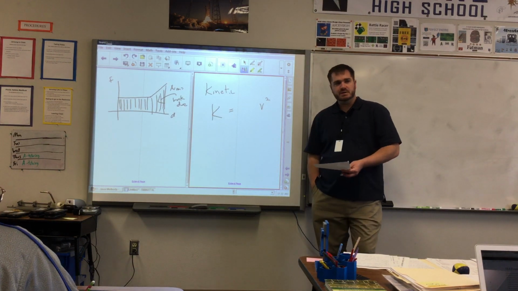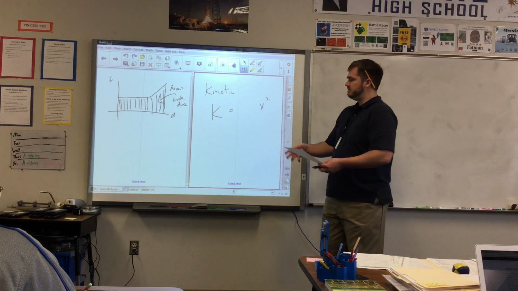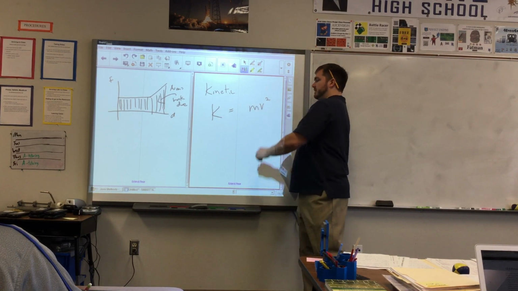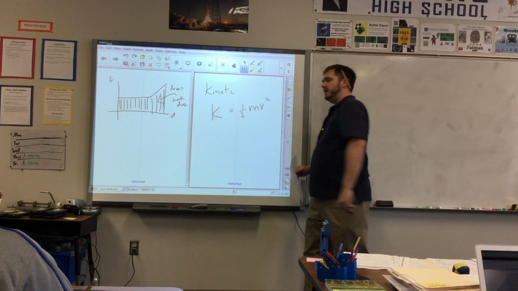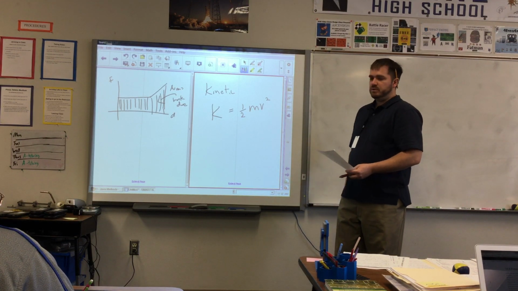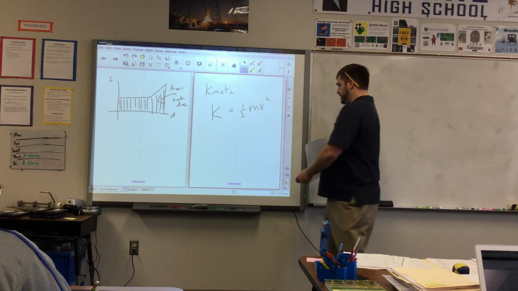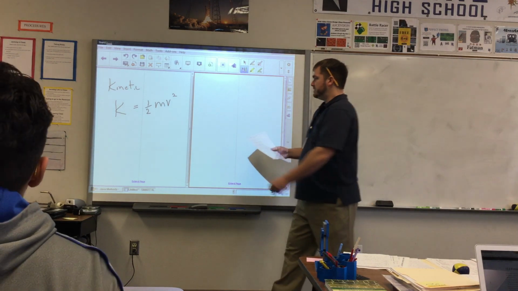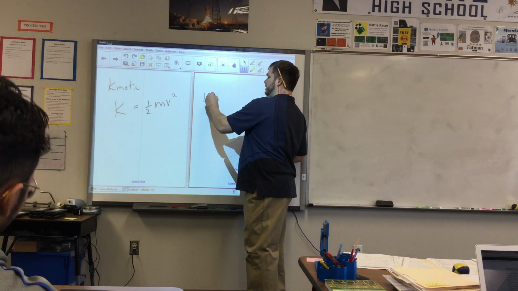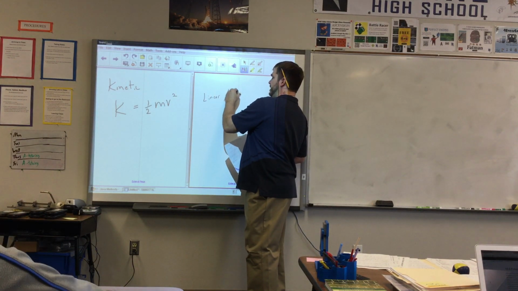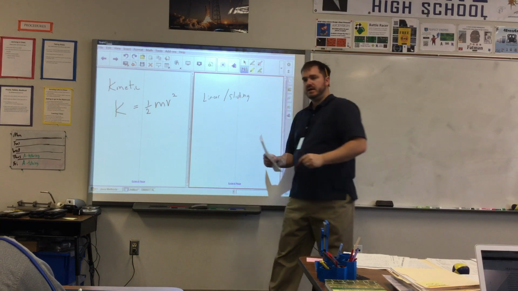What else do you think kinetic energy depends on? Mass? Yeah, how much mass there is. That happens to be a linear relationship, and we have a multiplier there of 1/2. So 1/2 mass times velocity squared. That is linear, or translational, kinetic energy.